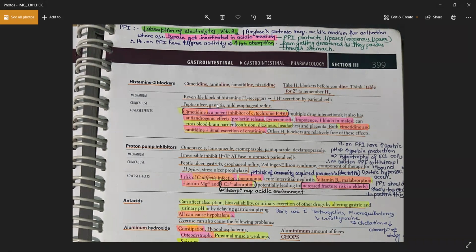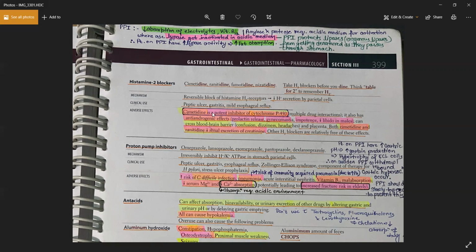They can be useful for peptic ulcer disease, for gastritis, and mild esophageal reflux disease, which means GERD. You generally use proton pump therapy for GERD only, right? But for the milder form of GERD, you can even use the histamine blockers. Side effects are very important.